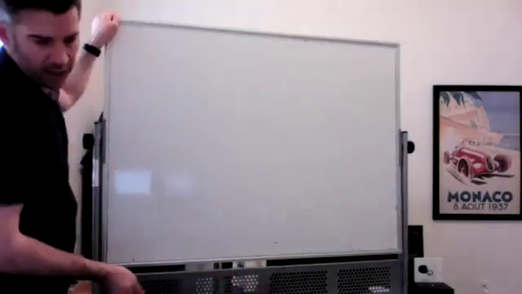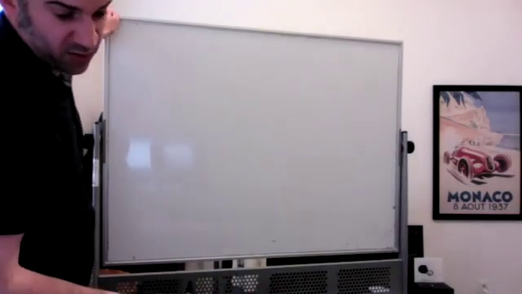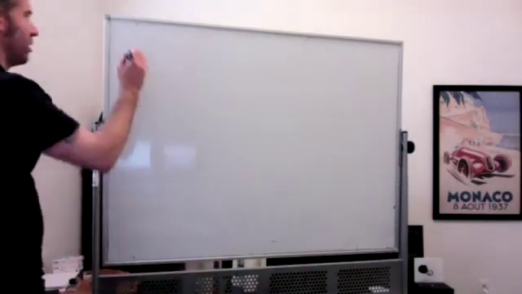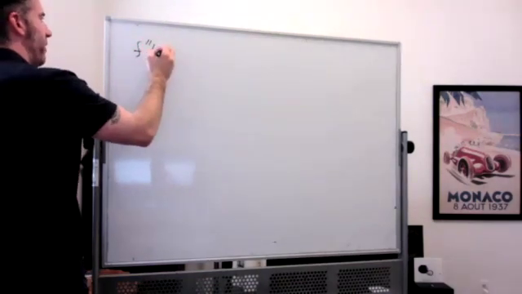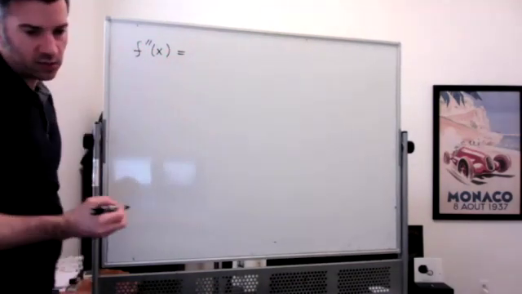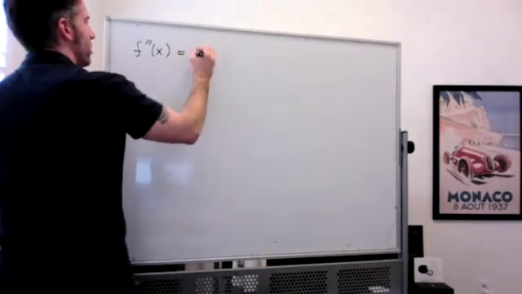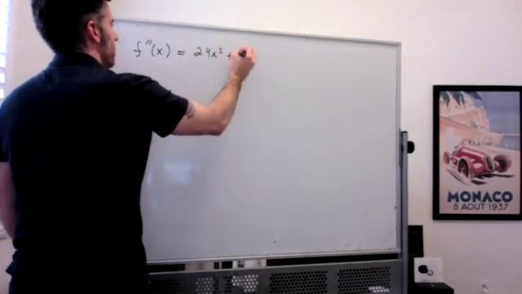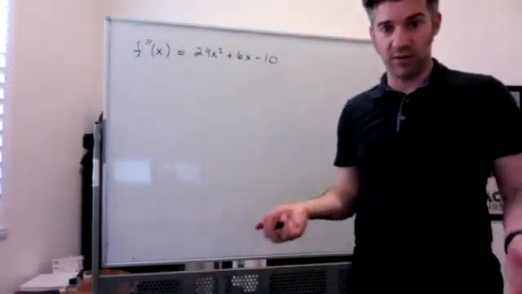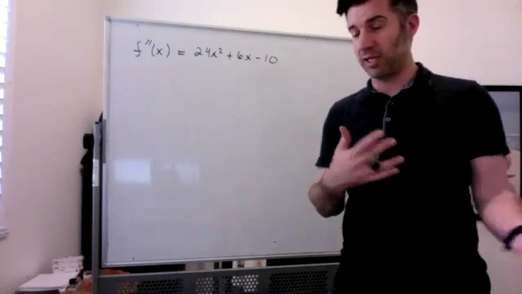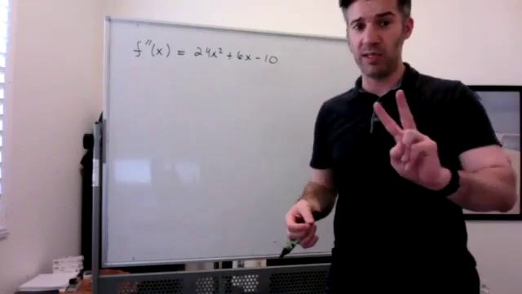So let's look at a double derivative one. Let's say our second derivative, which we write as f double prime of x, is equal to 24x squared plus 6x minus 10. And if we're being asked to find the original function, we have to be given, like she was saying in class, 2 pieces of information.